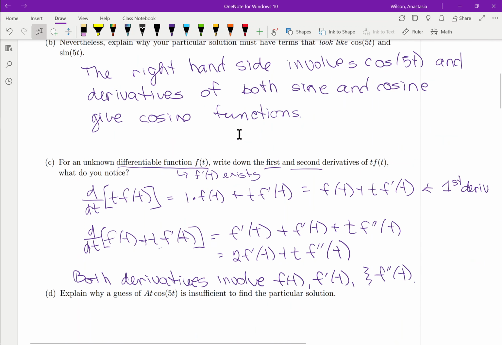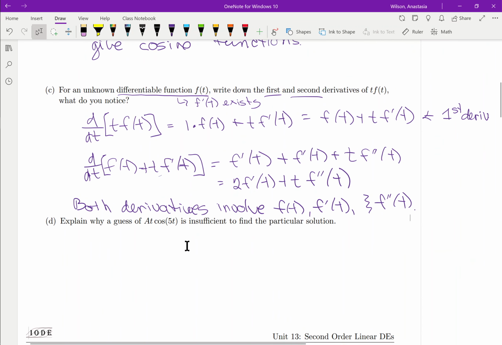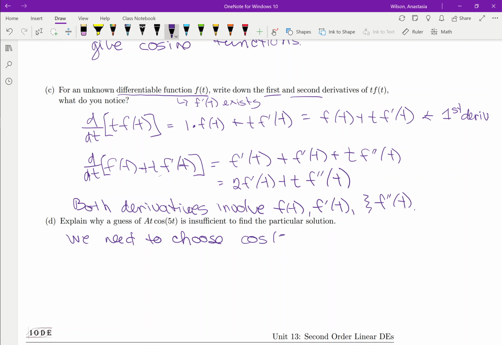But part D says, explain why a guess of a t cosine of 5t is insufficient. Well, the reason here is exactly the same as what we saw before with the simple case. You can't just choose cosine. You would have to choose cosine and sine in order for it to all work out. So we need to choose cosine of 5t and sine of 5t.